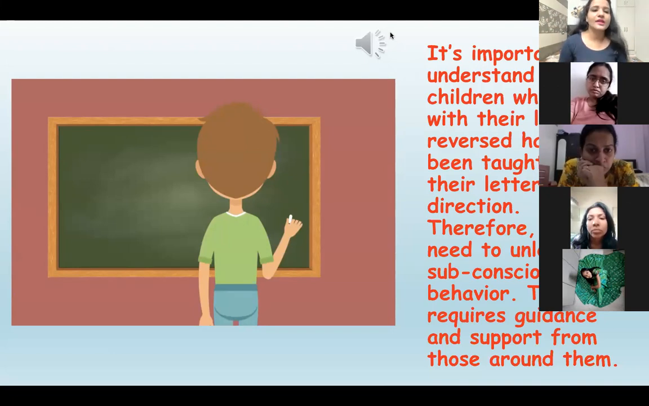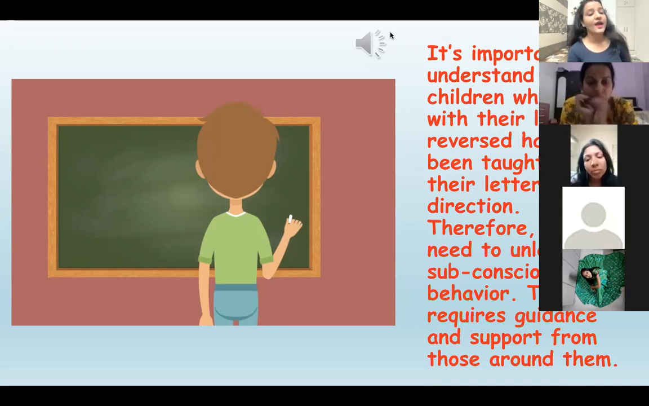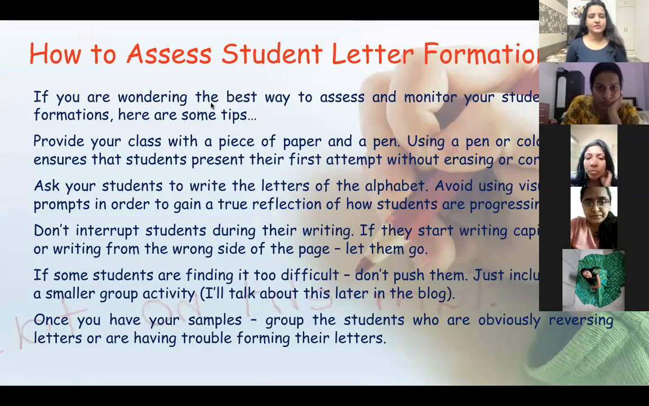So this is what is in a child's mind, in their subconscious behavior, that this is how only I have to write my letter. This is how I will write it. So first of all, we need to understand, before correcting it, that okay, this is a subconscious behavior of my child, and I have to make my child unlearn this first, and then learn something new, and then work accordingly. Now, let's see how to assess the children's letter formation.